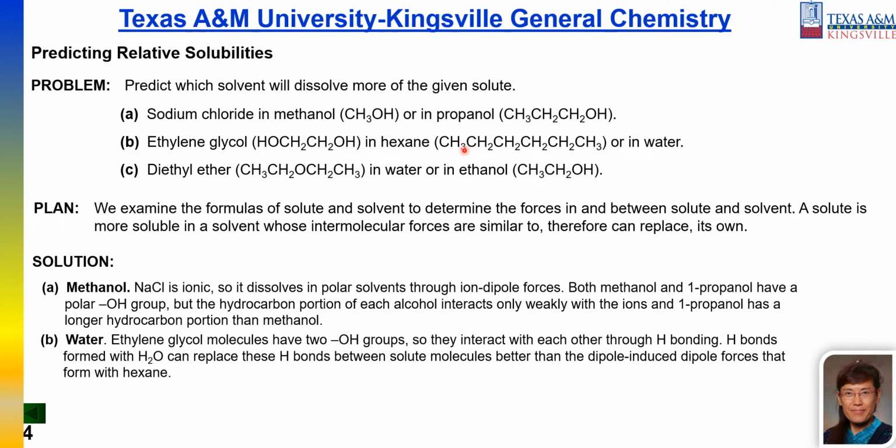Ethylene glycol in hexane, ethylene glycol in water. Water dissolves more. What's the reason? Your ethylene glycol has 2 OH groups. Those OH groups are going to interact with a hydrogen directly covalently bonded to the oxygen from water. Therefore, your ethylene glycol OH and your water hydrogen are going to form a strong hydrogen bond. It's a very strong hydrogen bond. So you form strong intermolecular forces. Water dissolves more ethylene glycol.